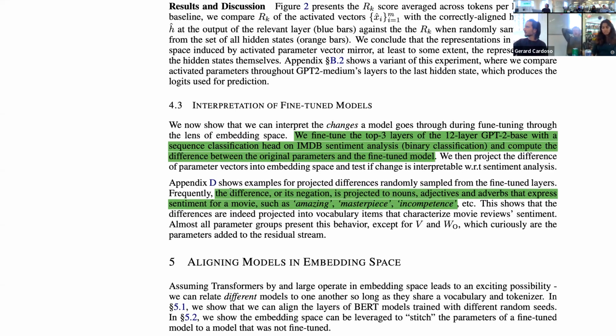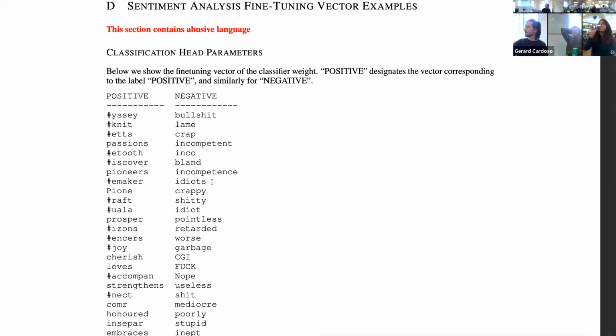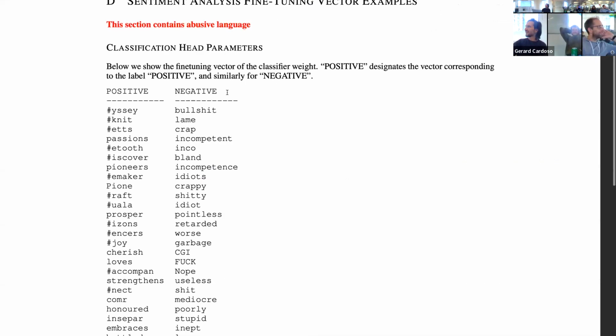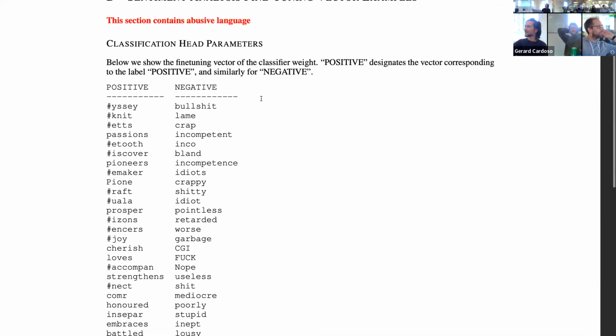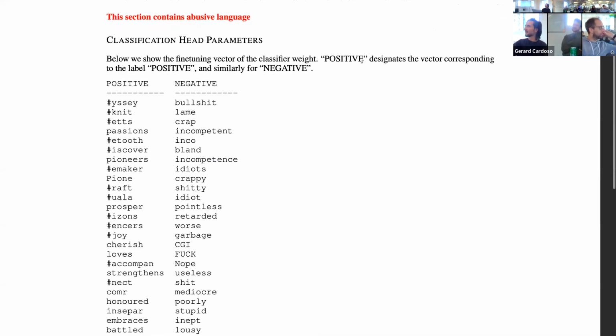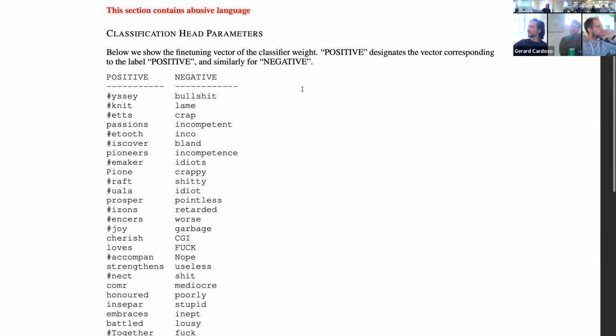So if I look at appendix C, you can see some examples. This section contains abusive language. I'm sorry if anyone's offended by this. Only for scientific purposes. Yeah, exactly, only for scientific purposes.